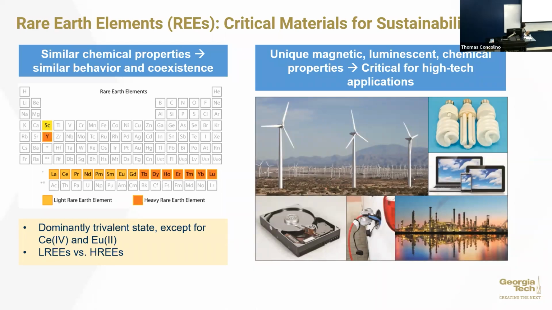So when we talk about rare earth elements, we're actually talking about this whole row of lanthanides, and including scandium and yttrium because they have similar properties. But this whole row of elements have very similar chemical properties. And so they have very similar behavior and they typically coexist with each other. They typically exist as trivalent oxidation states, except for cerium and europium in certain conditions. And we can divide them into light REE or heavy REE elements depending on their chemical properties. And they are very important for a very wide range of high-tech applications.